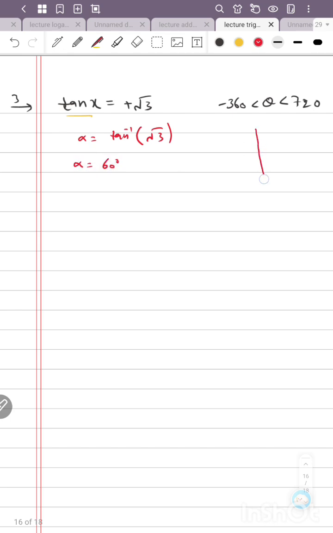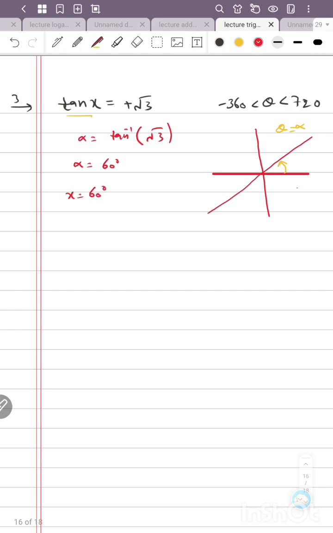We know that tan is positive in the first and third quadrant, this way and this way. Tan is positive in the first and third quadrant. If we start from here, this is the first quadrant, and we know there is no change, so we write x equal to 60 degrees.